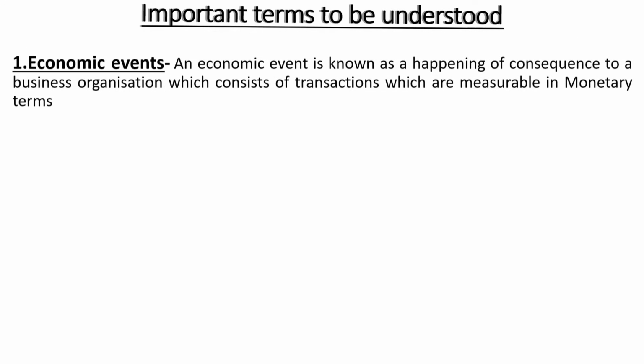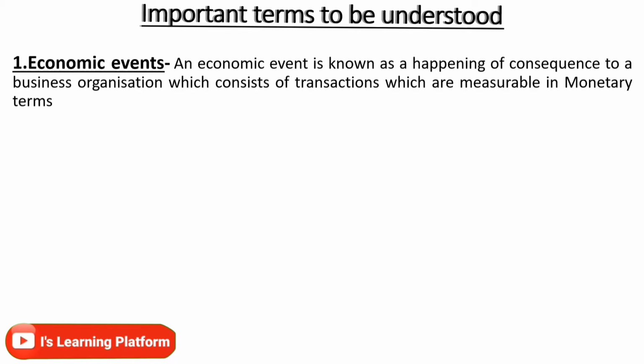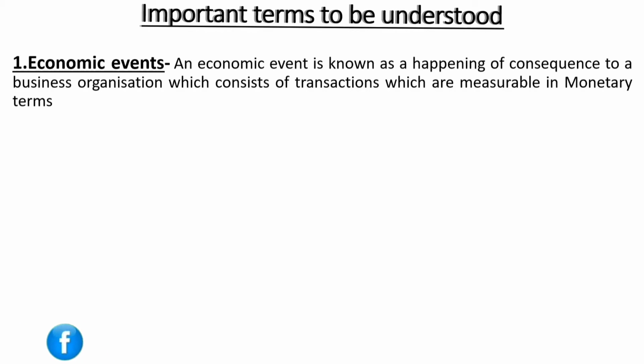For better understanding of accounting, we have to learn the important terms used in accounting. The first term is economic events. What is an economic event? An economic event is a happening of consequence to a business organization which consists of transactions that are measurable in monetary terms. As we have already discussed, only transactions measurable in money terms will be recorded in the books of accounts in the modern accounting system.